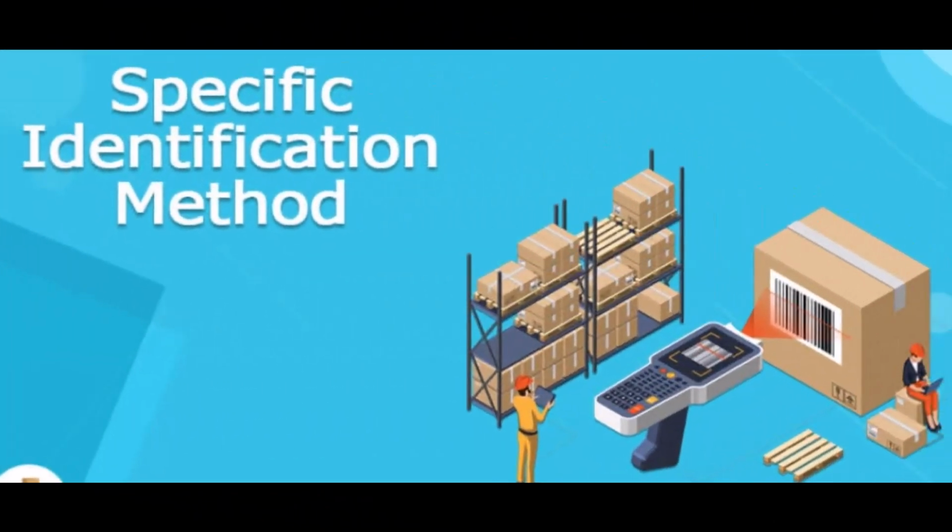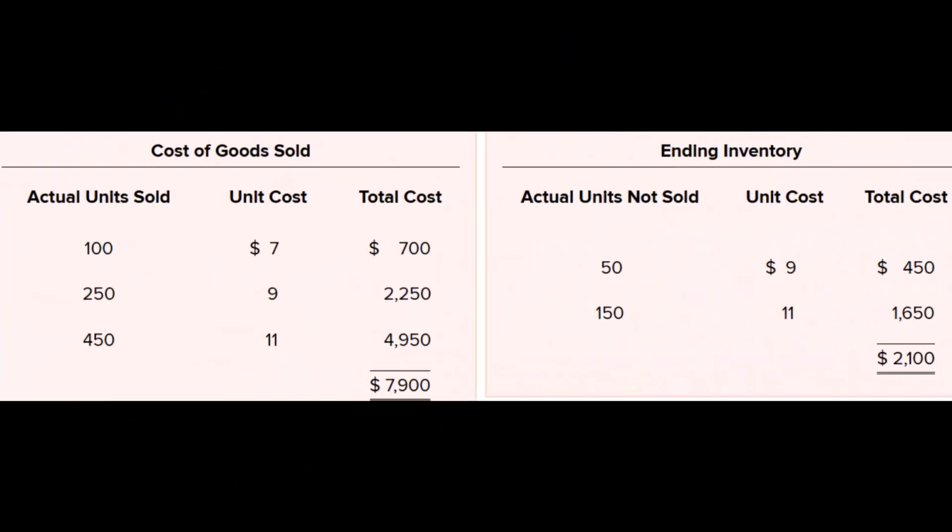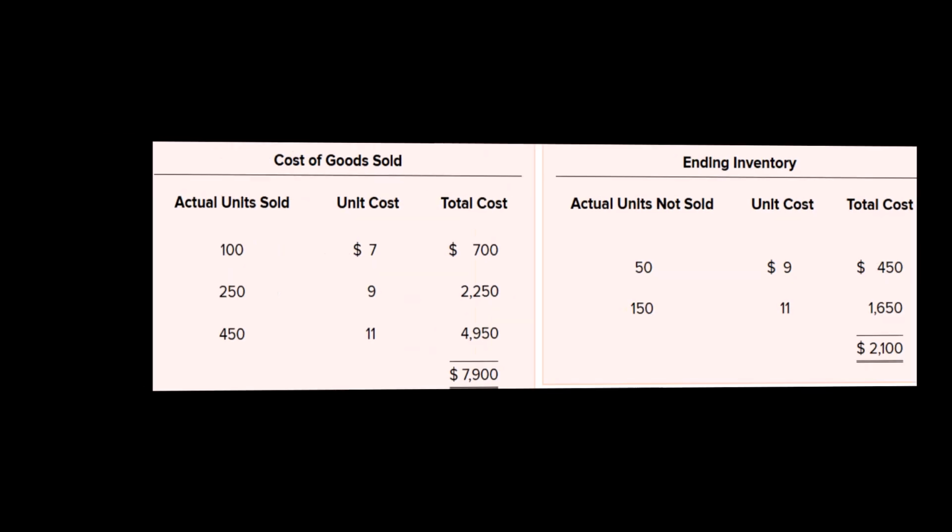First is the most logical method, specific identification. This method matches each item sold with its actual cost. It's used for businesses with unique, high-value items like a car dealership or an art gallery. For Mario's, if we knew exactly which games were sold, we could calculate the precise cost of goods sold and ending inventory. However, this is impractical for most companies with large volumes of identical items.